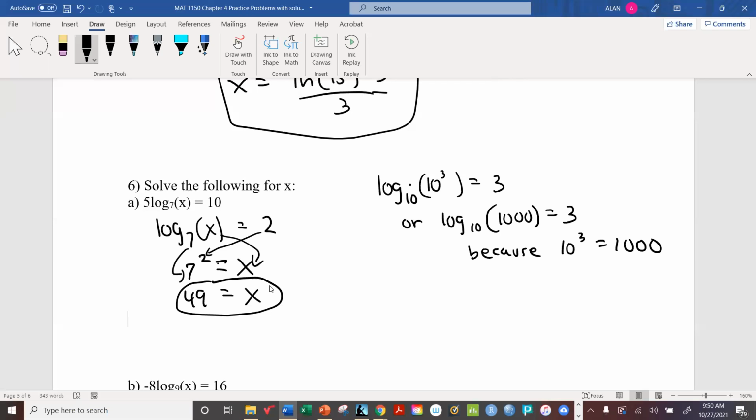So just based on the definition of logarithms, you're taking your base, you're raising it to the 2nd power and setting it equal to this value, x.